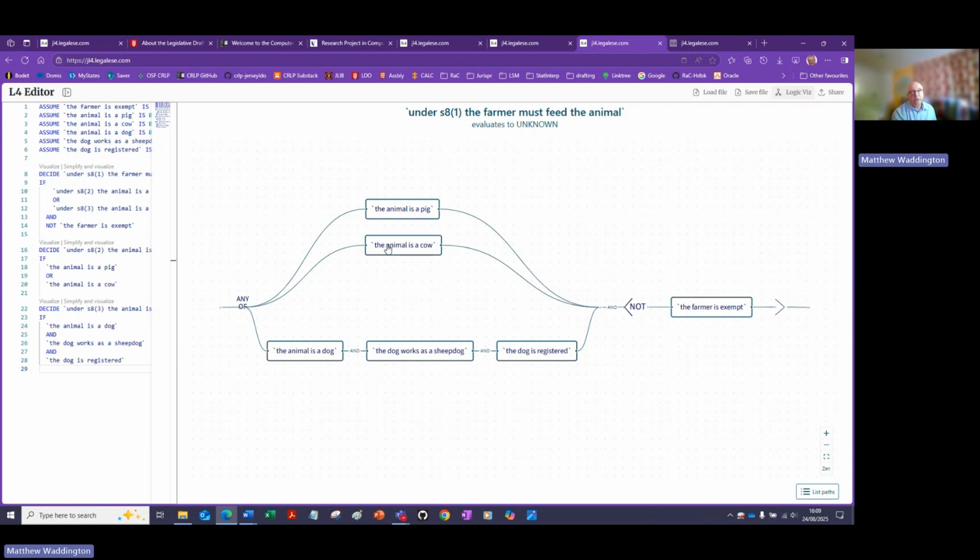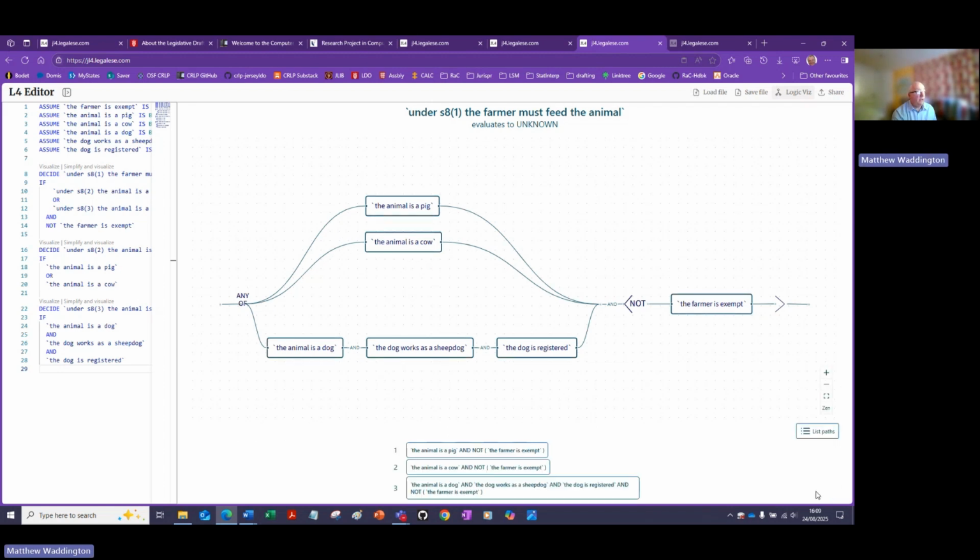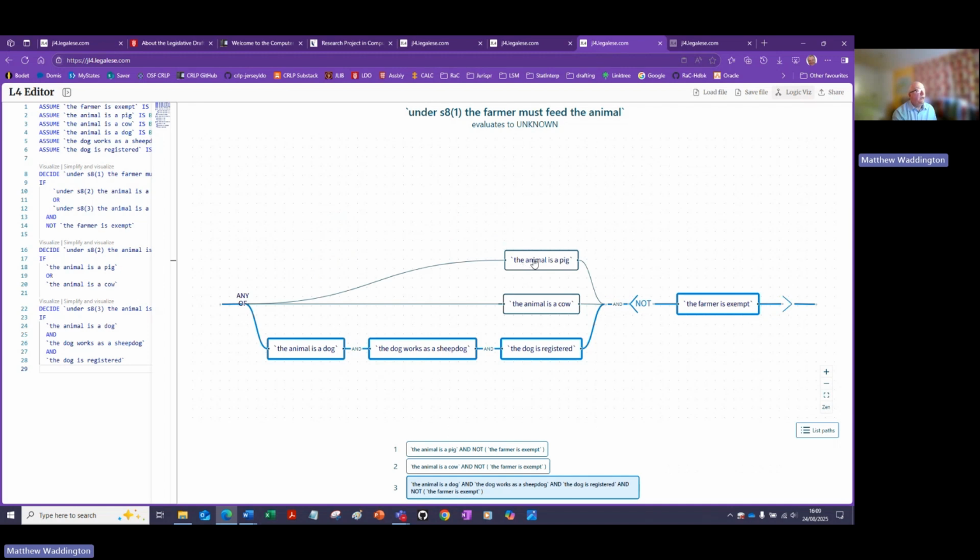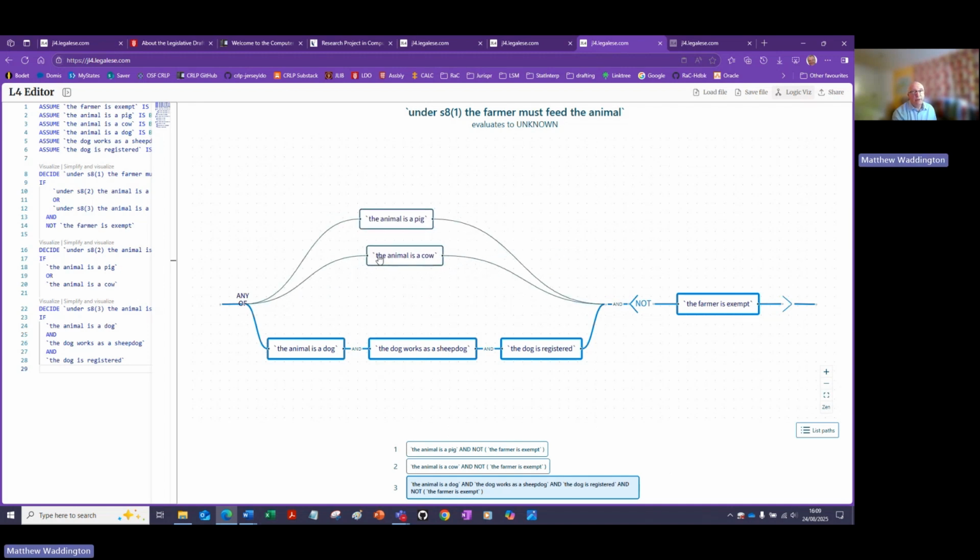So that route is the livestock route. This route is the working dog route. And you can ask it to list the paths. So it's the same idea, but that has been generated automatically. All that I needed to do as the drafter was produce that initial if-then version.